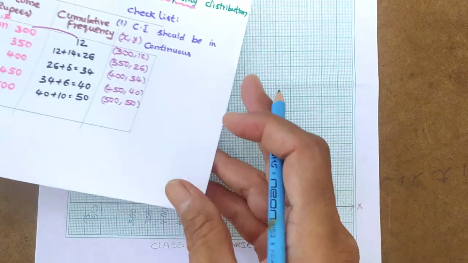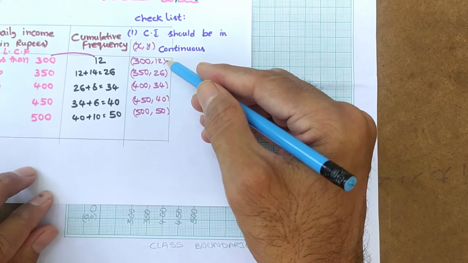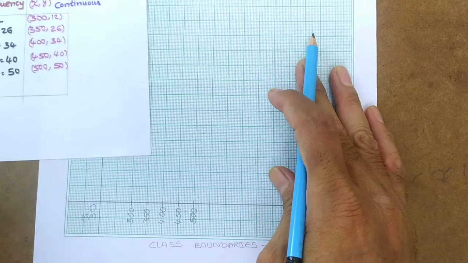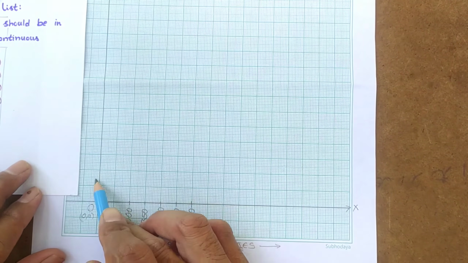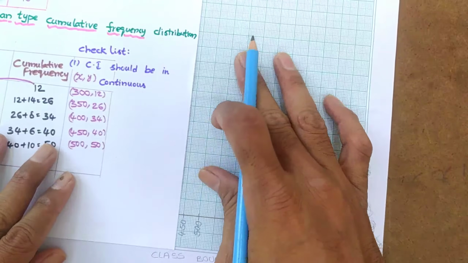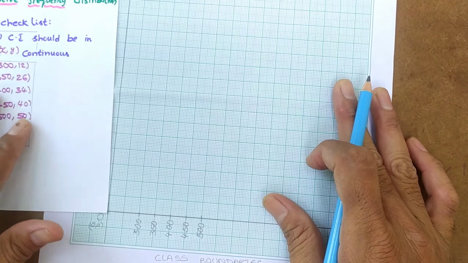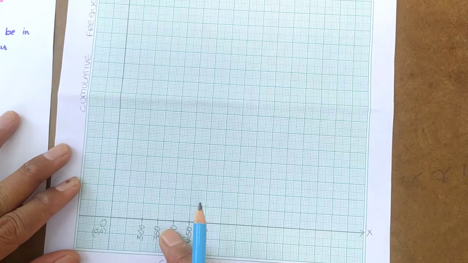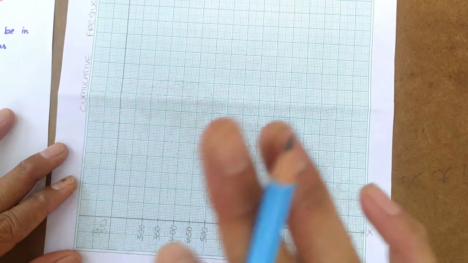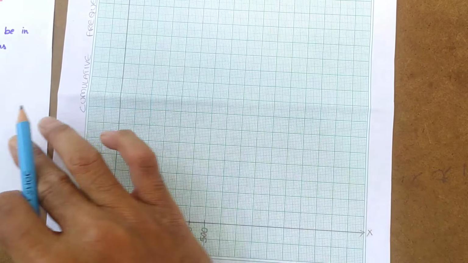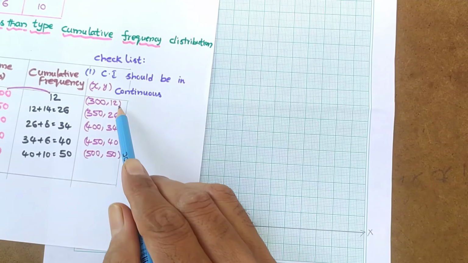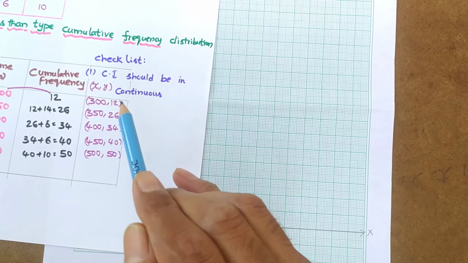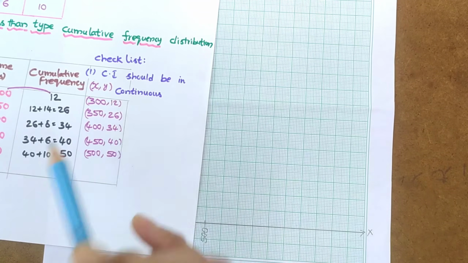Now you observe the cumulative frequencies 12, 26, 34, 40, 50. We should not take them directly. Don't think that these values 12, 26, 34 can be taken directly. We need to keep in mind that the scale on both axes, x axis and y axis, may not be equal. But a suitable scale should be taken, and not those values directly.